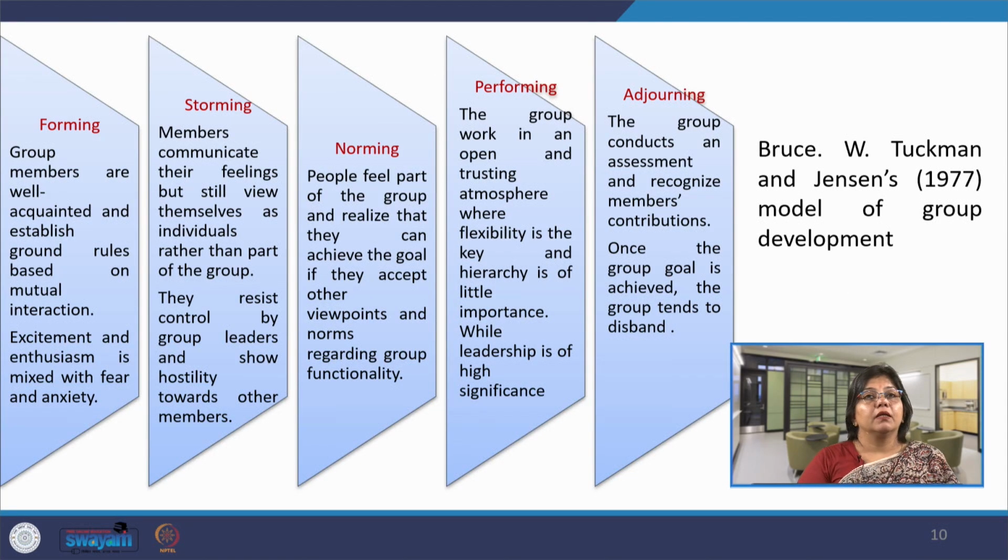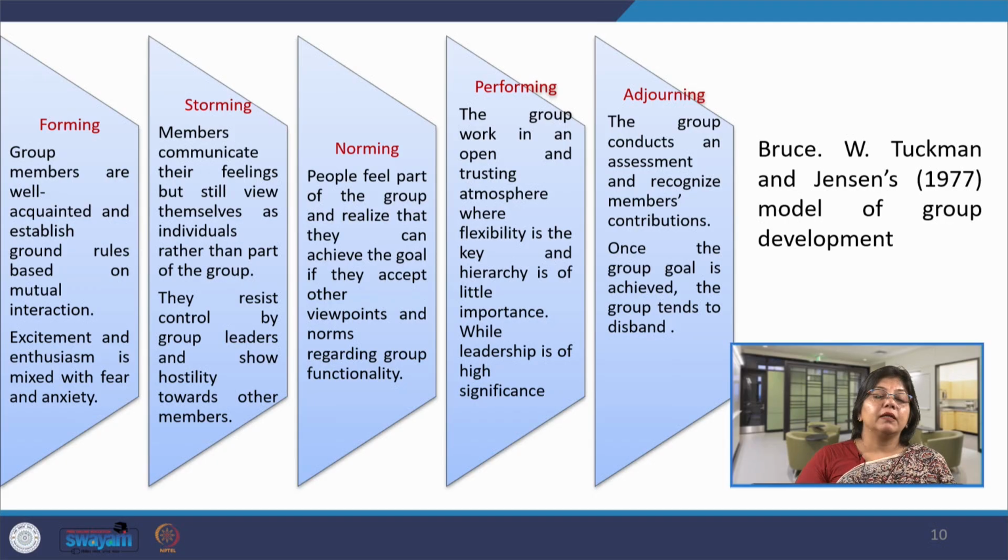It is like that. Stage 1 forming, stage 2 storming, stage 3 norming, stage 4 performing and stage 5 adjourning. So, when we talk about the first stage, forming, members have come together, they are acquainted, they know each other very superficially, and there are no ground rules based on mutual interaction. So, it is in a very raw state, just the nursery or infancy stage of any group development.